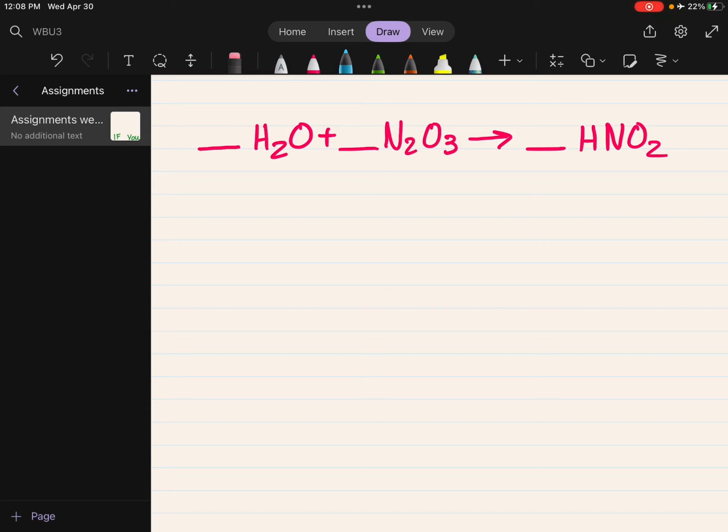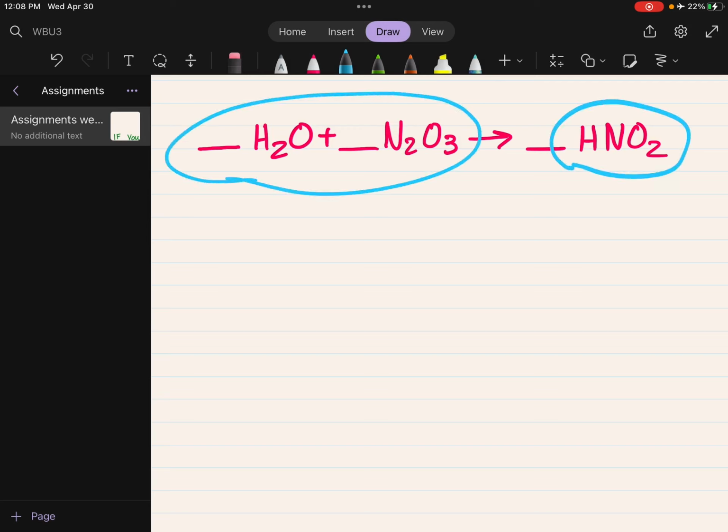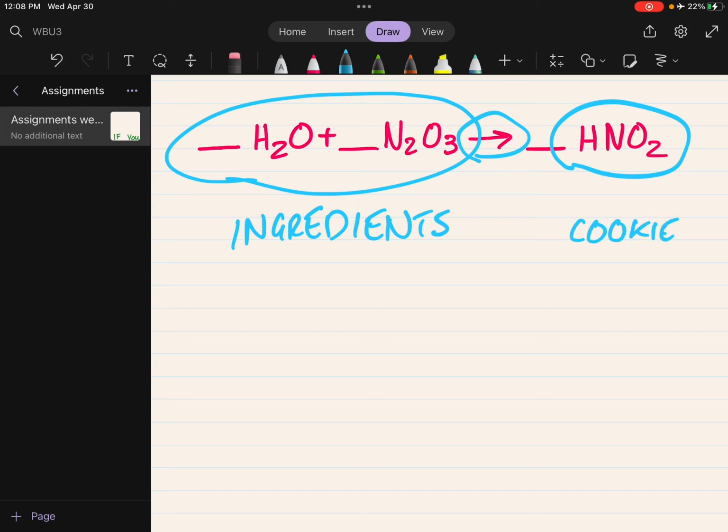So I want you to understand that there are two parts to this. There is a reactant side and a product side. These are both split up by this arrow right here. And so I'm going to give you a metaphor. So let's treat our reactants kind of like ingredients in a recipe. And then your products are going to be like maybe some cookies or a cake, anything, right?